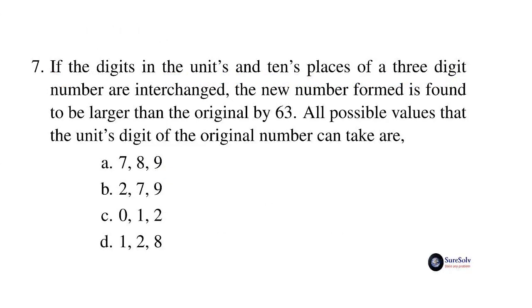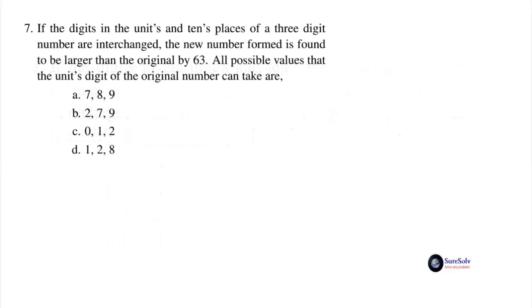The number formed by interchanging the tens and units digit of a 3-digit number is more than the original number by 63. What are all possible values of the units digit of the original number? To solve the problem, we'll use the place value mechanism in this case.